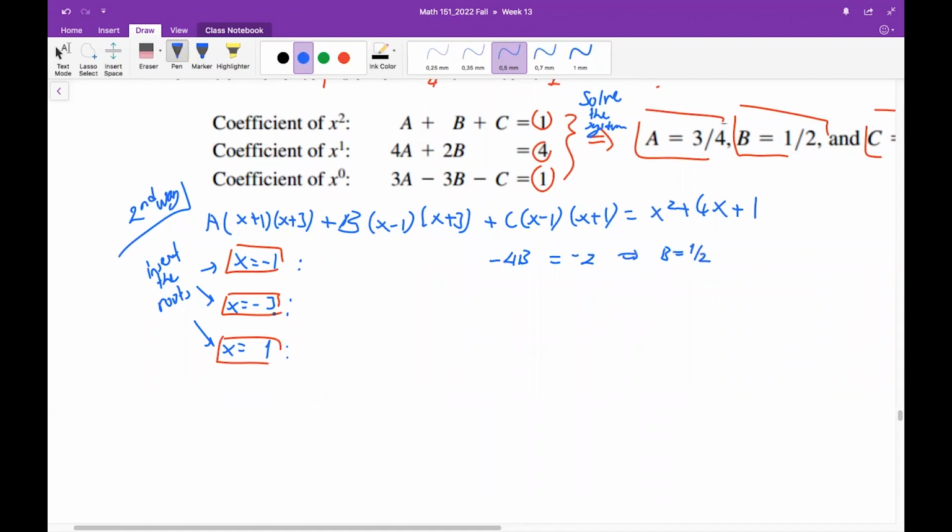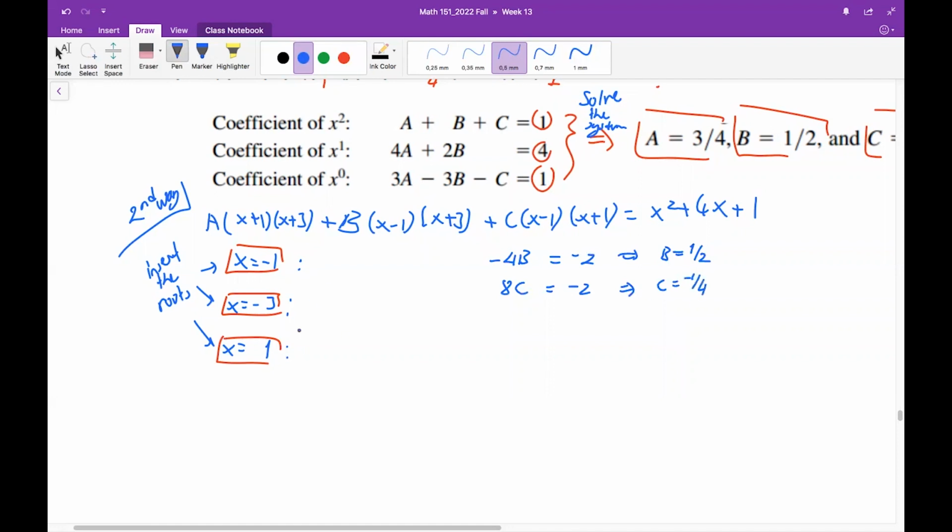Insert -3, then on the left-hand side, you obtain 8c. These two are gone, this term will survive. And you have this equation then, -2. And insert -3 also on the right-hand side, which will give you -2. And then c will be solved as -1/4.